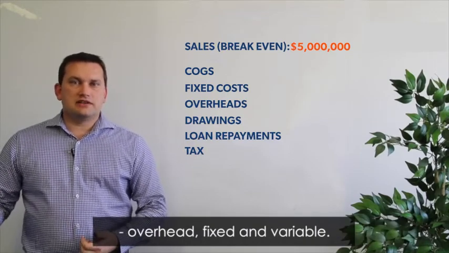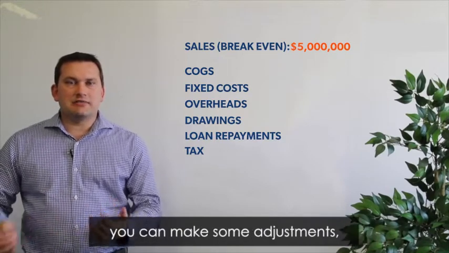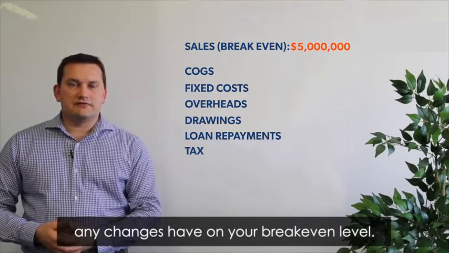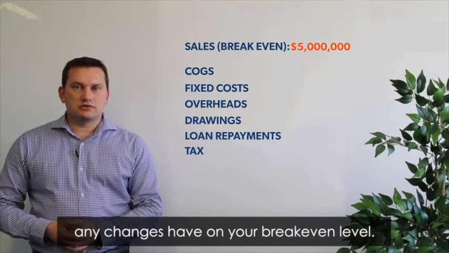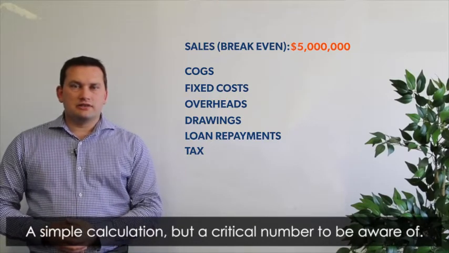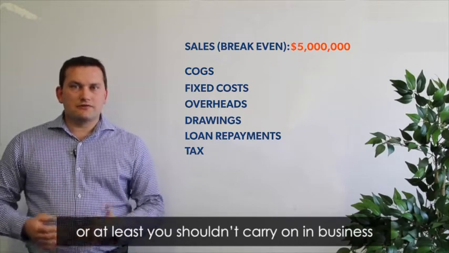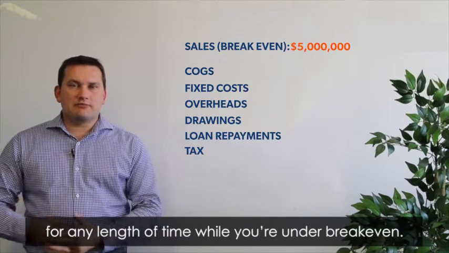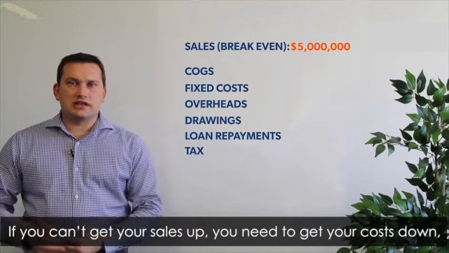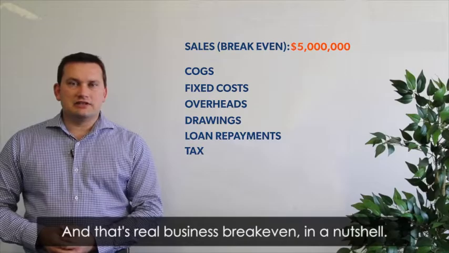overhead, fixed and variable. Once you have this calculation done, you can then make some adjustments, do some what-if scenarios and see what impact any changes have on that break-even level. So it's a simple calculation, but a critical number to be aware of, because you can't carry on in business, or at least you shouldn't carry on in business, for any length of time while you're under that break-even mark. If you can't get your sales up, you need to get your costs down, change some of the variables. And that's real business break-even in a nutshell.